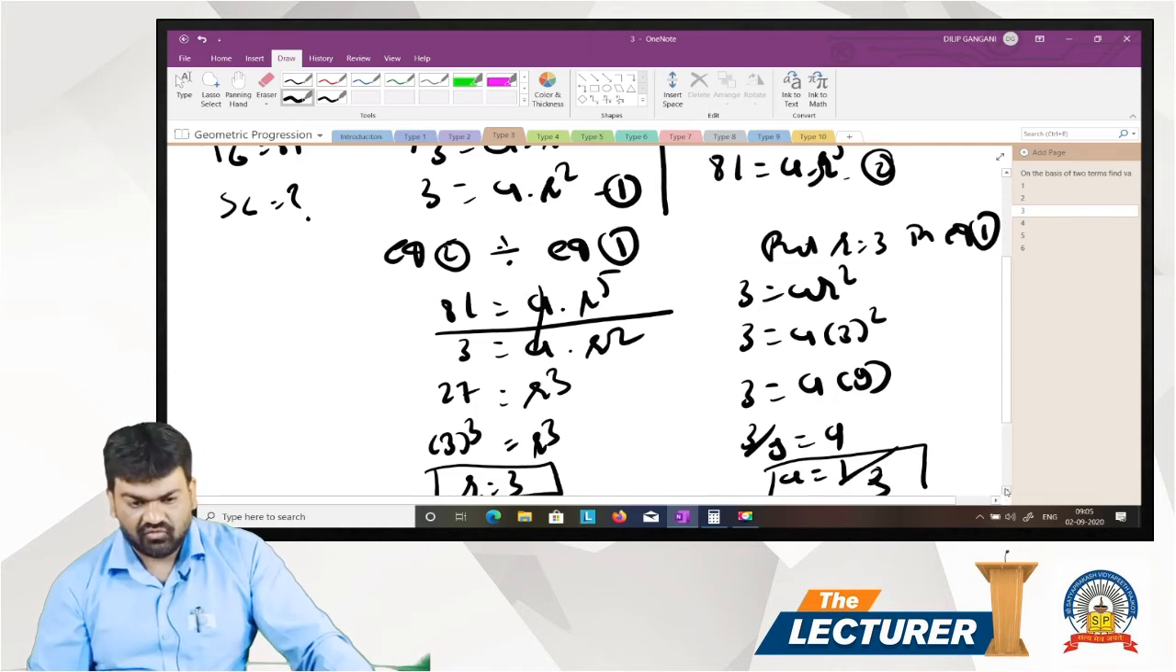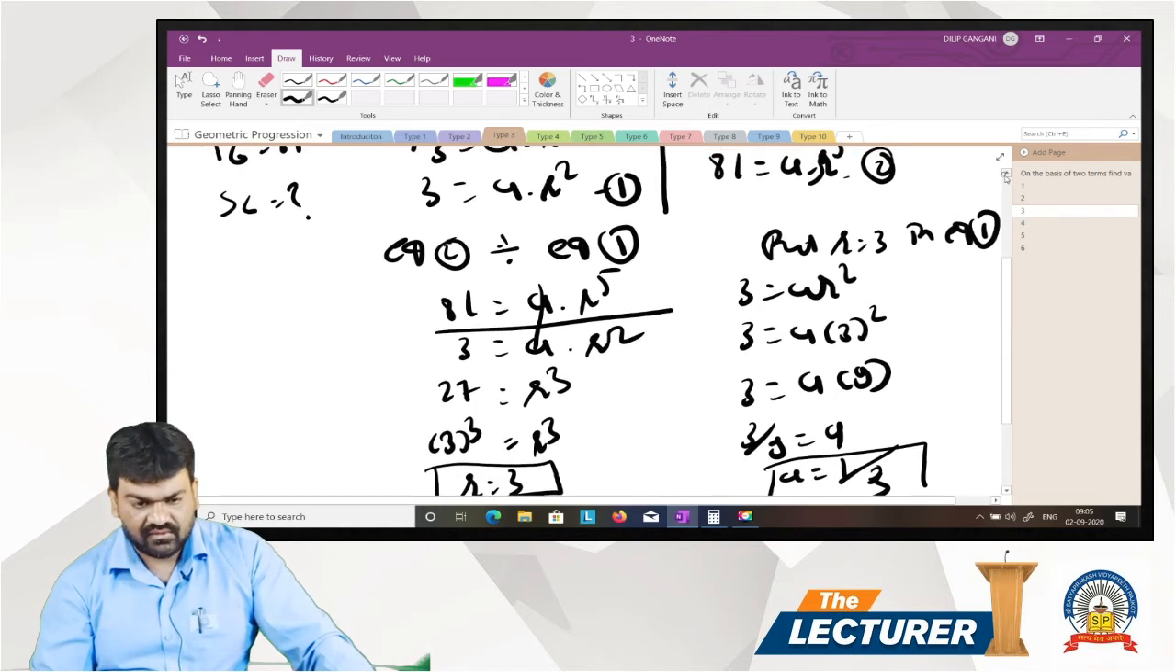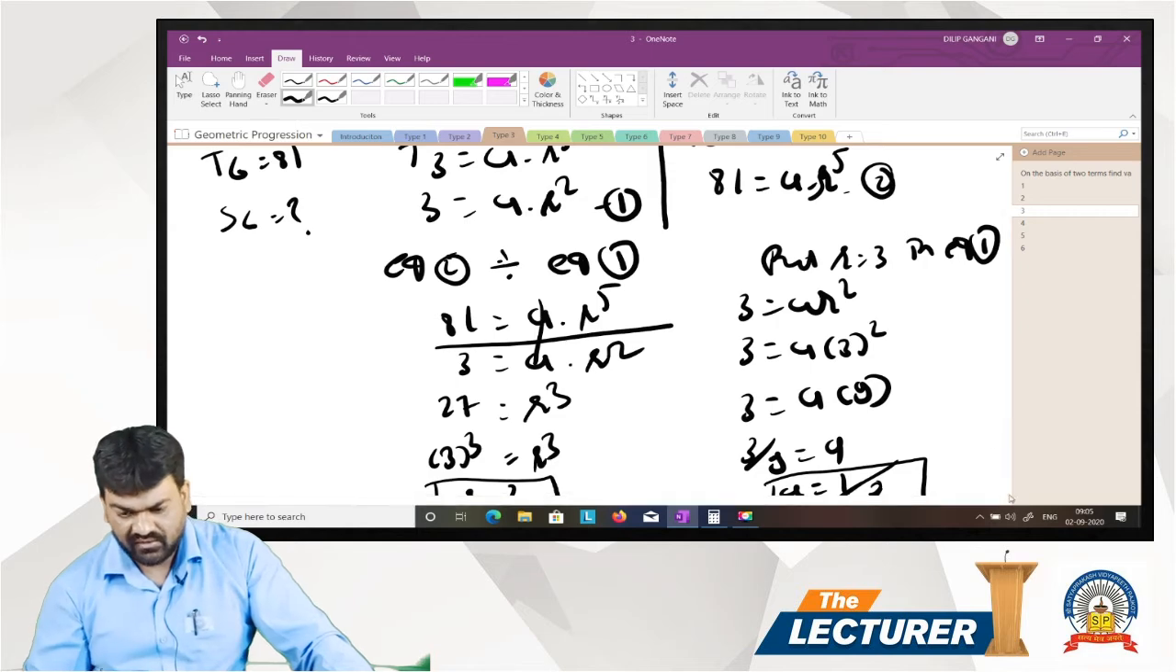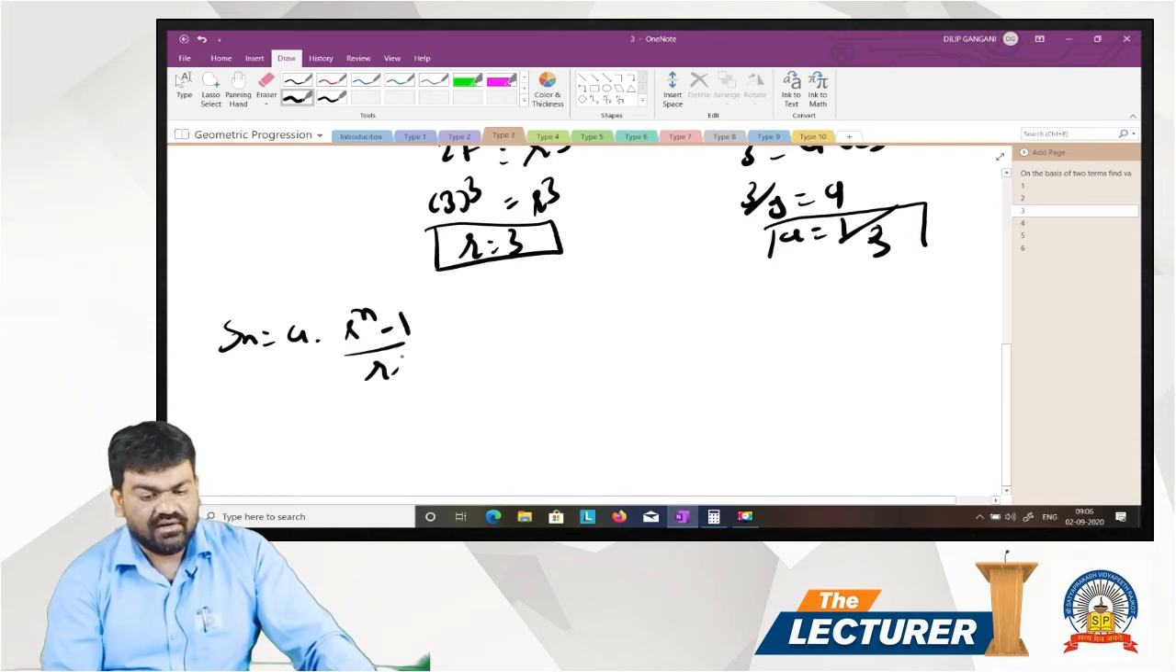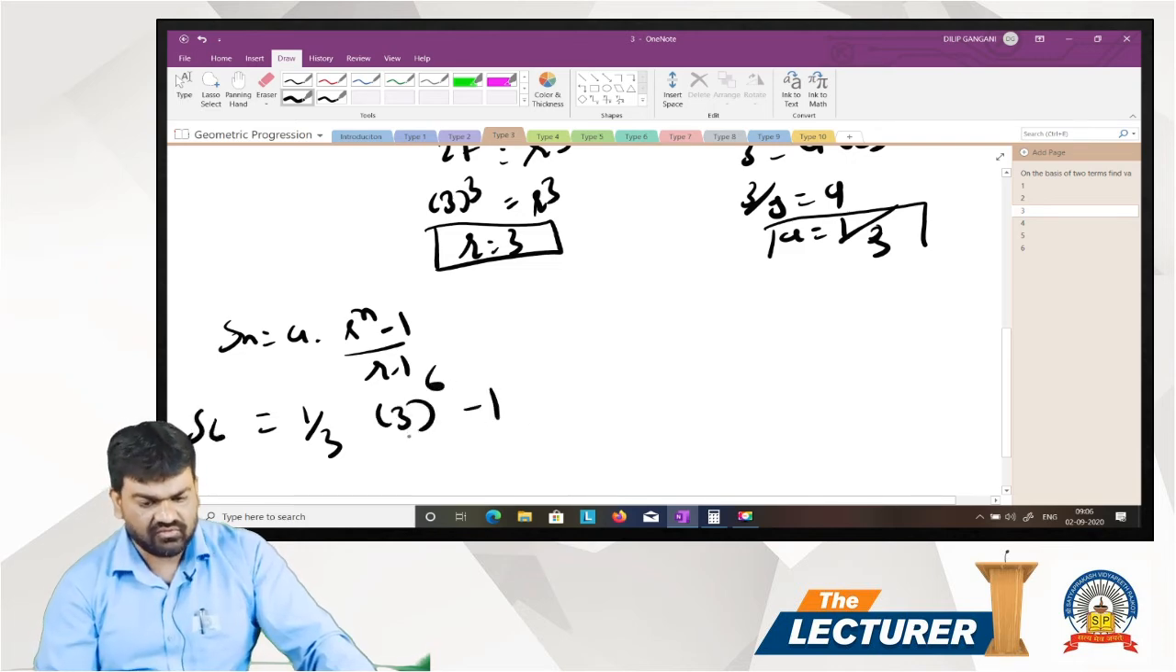Okay. Now we have to find out S6. So Sn is equal to A r raised to n minus 1 divided by r minus 1. What is A? 1 by 3. What is R? 3. S6 is 3 raised to 6 divided by 3 minus 1.